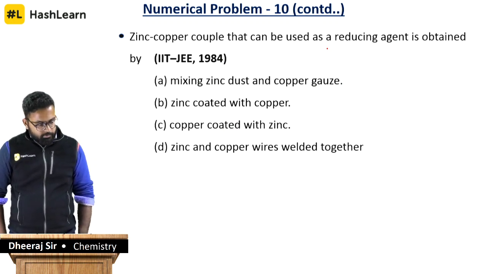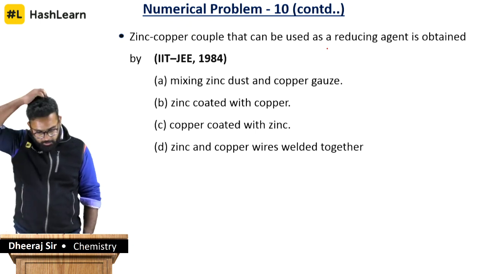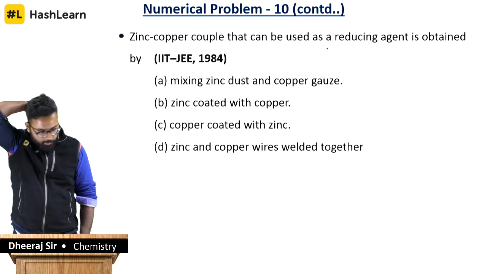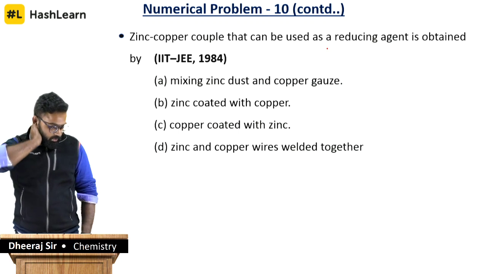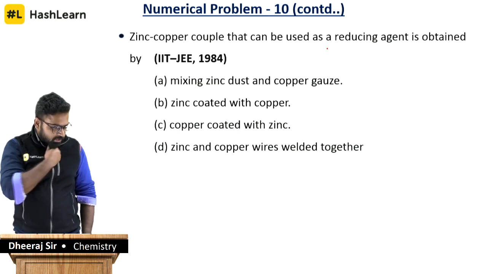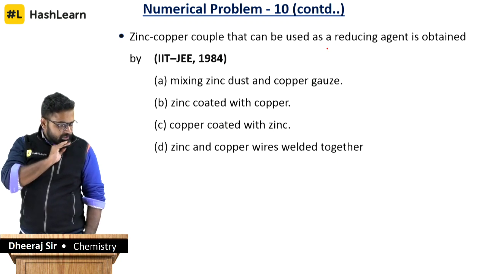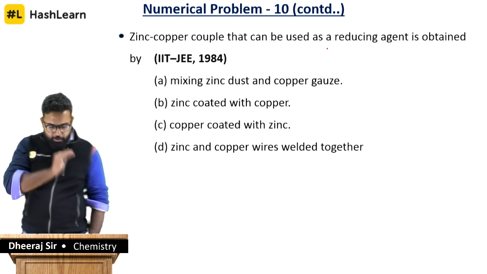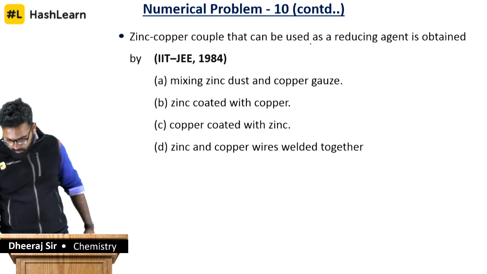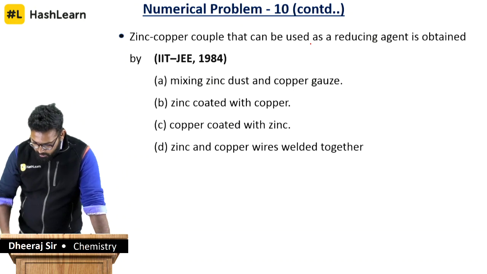Zinc copper couple that can be used as a reducing agent is obtained by. Who gave us the first answer? Yogesh gave us the first answer, followed by Peru, Shika, Sakshi and Preeti. Supraja, Dhanushri, guys, waiting for your answers. It is pretty straightforward. Zinc copper couple can be used as a reducing agent.